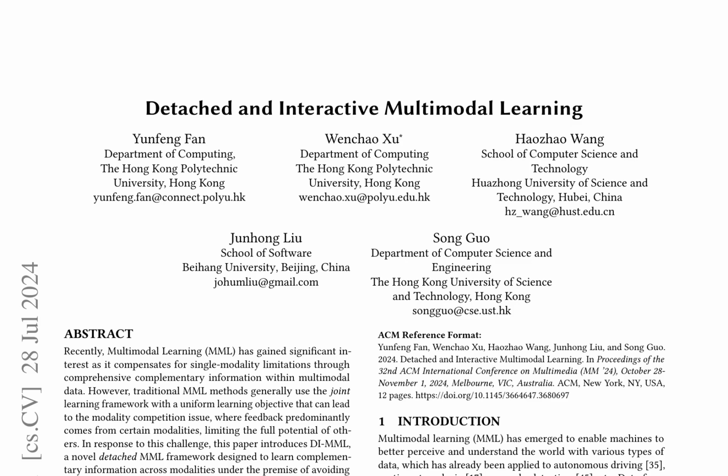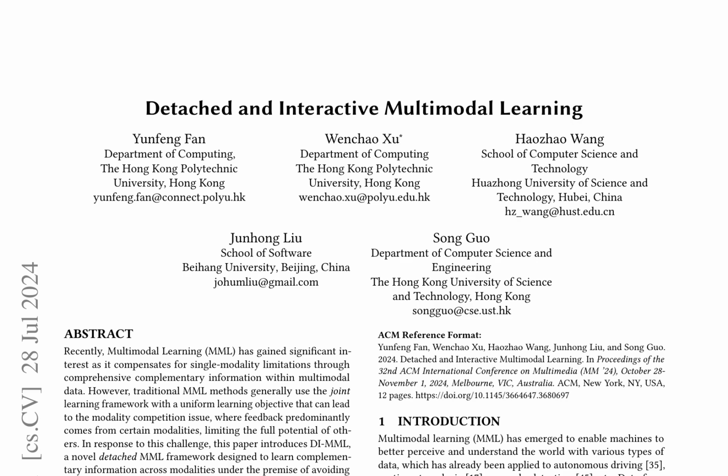Multimodal learning has garnered considerable attention in recent years due to its potential to compensate for single-modality limitations by leveraging comprehensive complementary information within multimodal data. However, traditional multimodal learning methods often employ a joint learning framework with a uniform learning objective, which can lead to the modality competition issue. This issue arises when feedback predominantly comes from certain modalities, limiting the full potential of others.